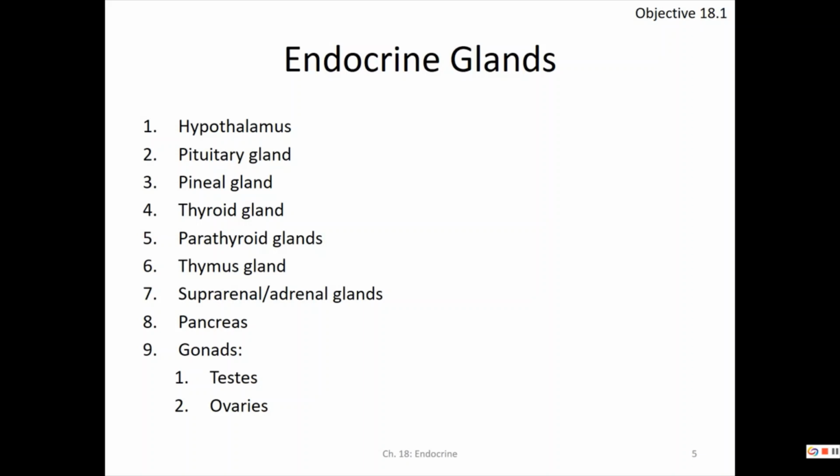The thymus. The suprarenal, which I will usually call it suprarenal, that is my preferred term to use, but also sometimes called the adrenal glands. We saw that in the autonomic nervous system. We saw the suprarenal medulla or adrenal medulla, which is part of that gland. The pancreas, and then the gonads. Now, the gonads is either the testes for the male or the ovaries for the female. Okay, so as we look at those glands, here are some of the glands.